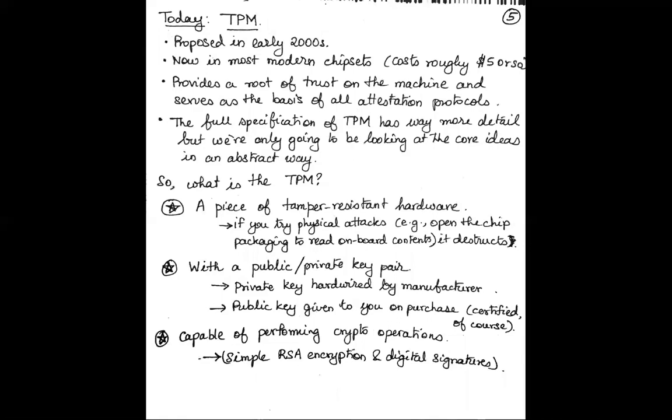Okay, so the TPM, as I said, was proposed in the early 2000s, and nowadays it's available in most modern chipsets, be it desktops or laptops, and it costs pretty much around $5 or so. So extremely low cost. That is why it is so widely deployed. Okay, so the TPM provides this basis of trust, or the root of trust, on the machine that you want to attest. Okay, and it forms the basis for all attestation protocols.